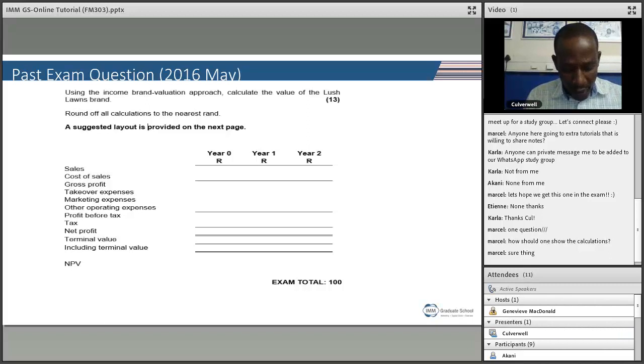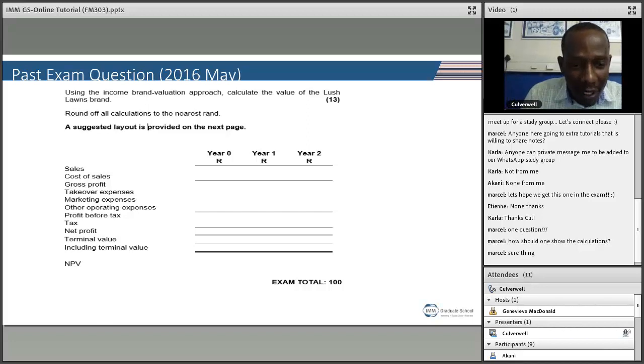So now what I have is the 23,200,000 under year 0, which was already given from the question. Subtract the 500,000 of takeover expenses, minus the 1.5 million exactly as given on the question for marketing expenses, minus the 2.5 million of other operating expenses. Let me see my zeros here. That gives you a profit before tax of 18,700,000.